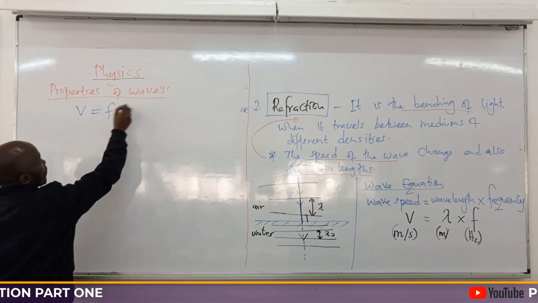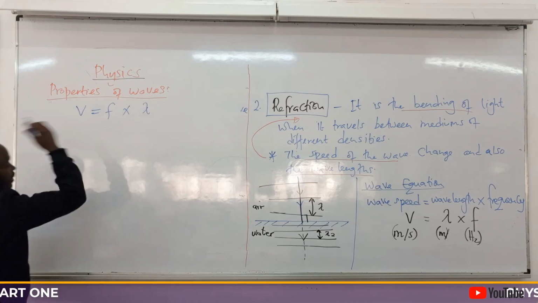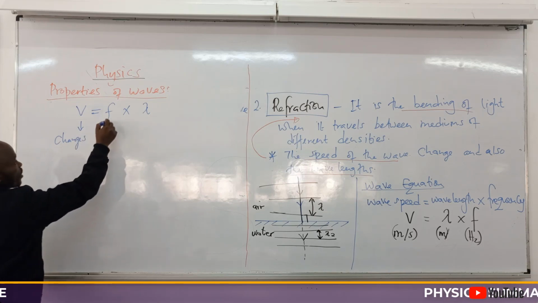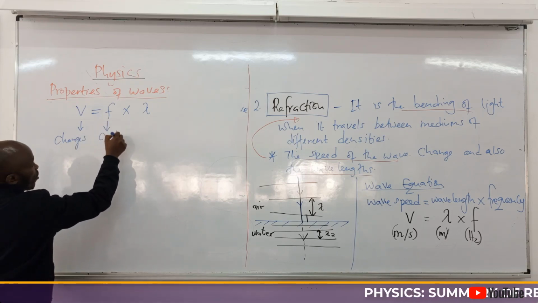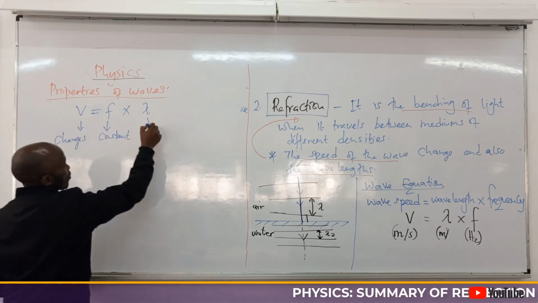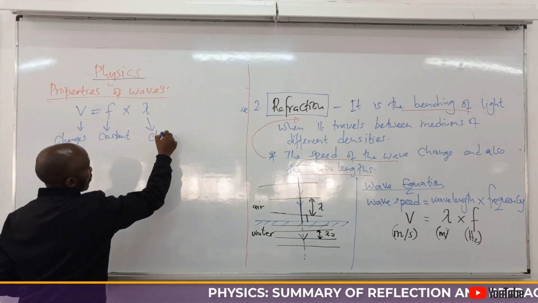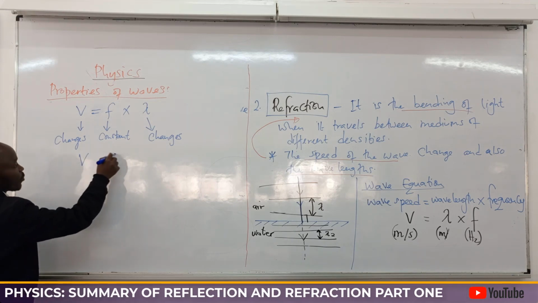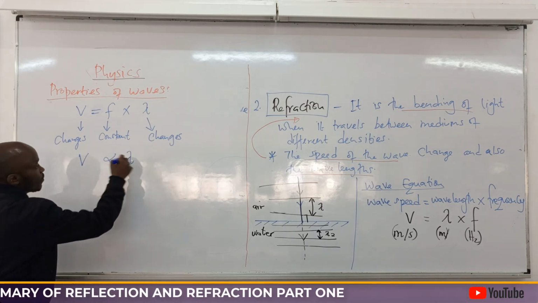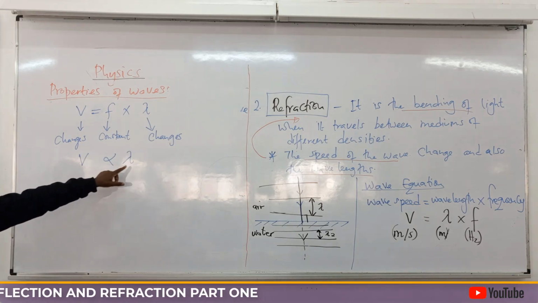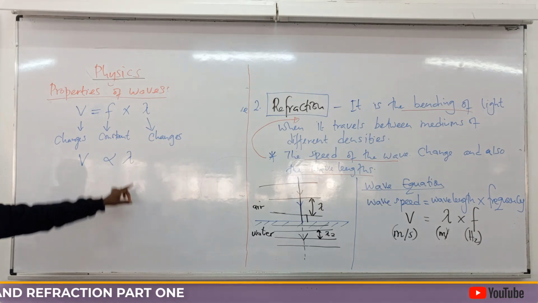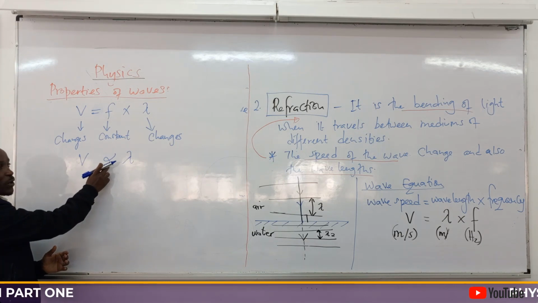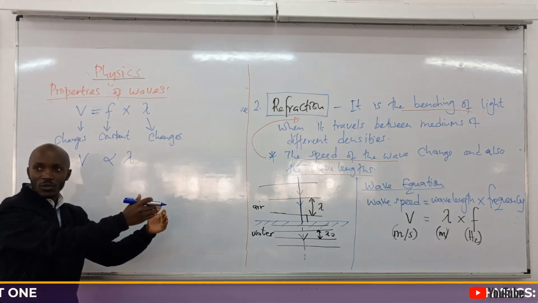V is equal to F times lambda. Now, this one changes. This one remains constant. And this one does what? Changes. We can relate this one as follows. Speed is proportional to wavelength. That's the fact. Speed is proportional to wavelength. So meaning, you can see they are directly proportional.